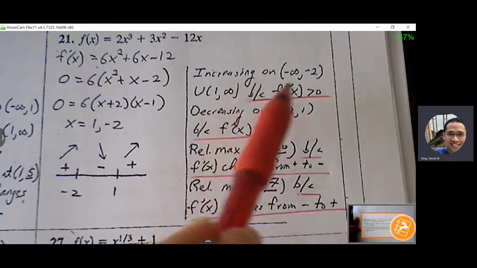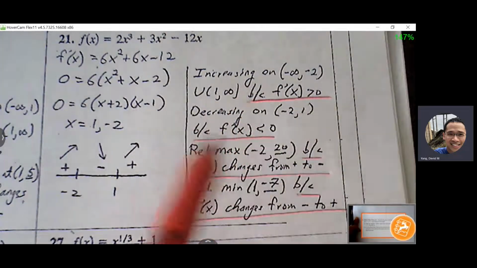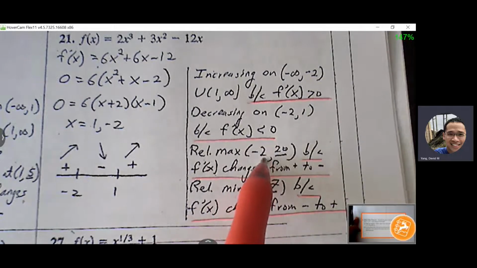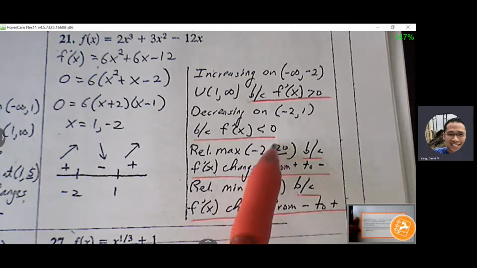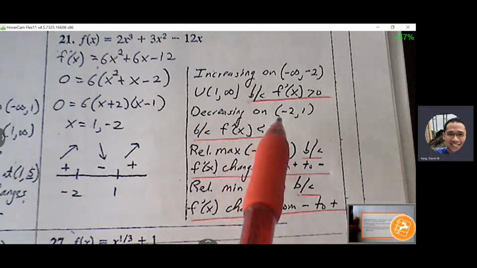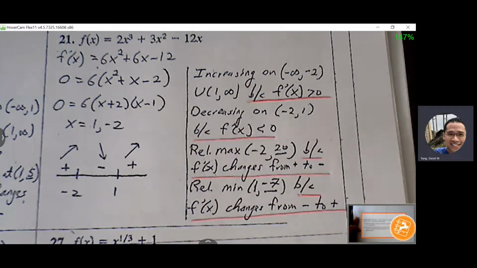And notice that increase and decrease are intervals, but relative max and relative min are ordered pairs. We're not talking about intervals here. These are physical points, even though the notation looks the same. These are physical points. These are intervals for increase, decrease. Good. Any other questions?